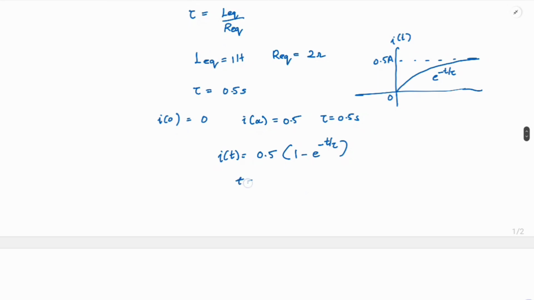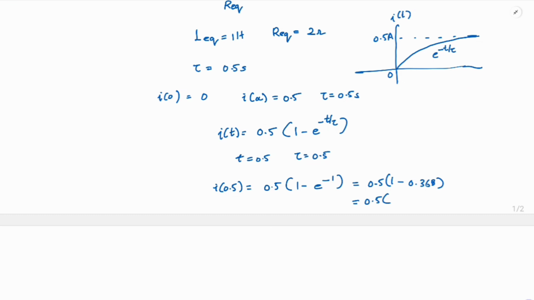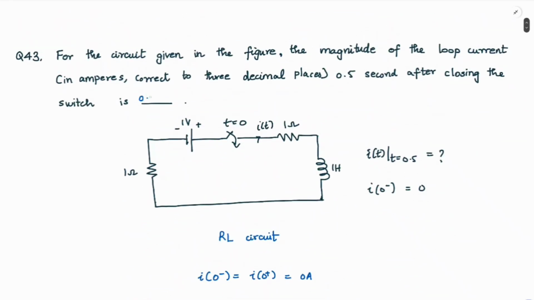Now we want to find I at t equal to 0.5, and tau is also 0.5. So what is I of 0.5? It's 0.5 into 1 minus e power minus 1. So e power minus 1 is, you can use a calculator, it is 0.368. So it will be 0.5 into 1 minus 0.368, which is 0.5 into 0.632. 0.5 is nothing but 1 by 2, so this is 0.316 ampere. So this is your I of t answer. So 0.316.